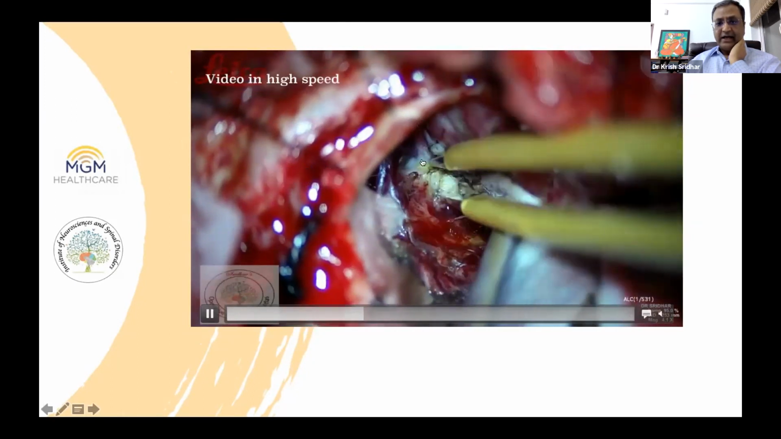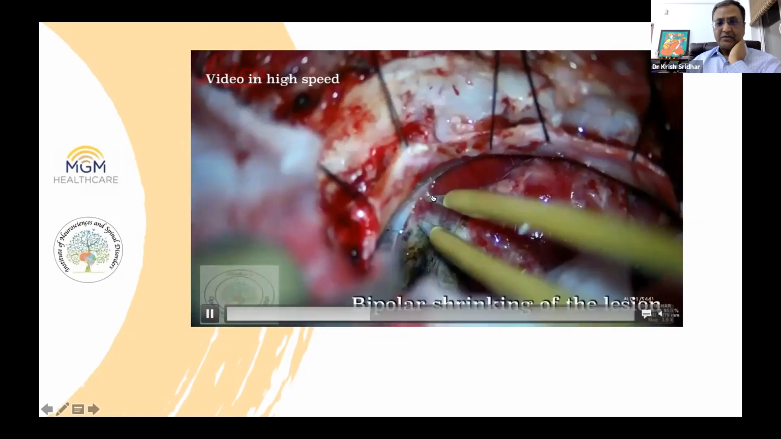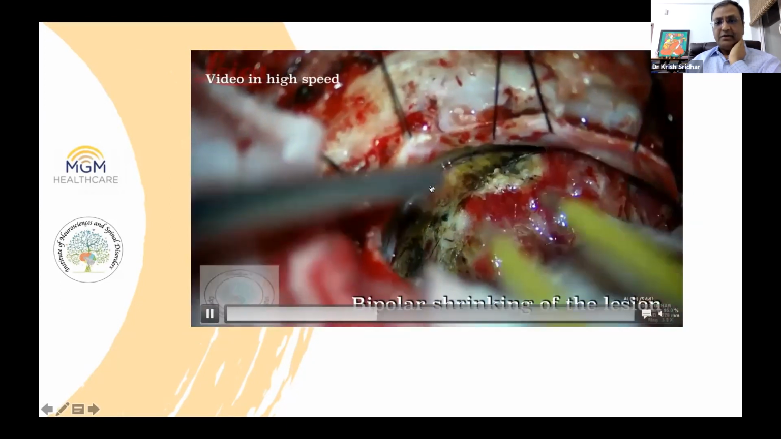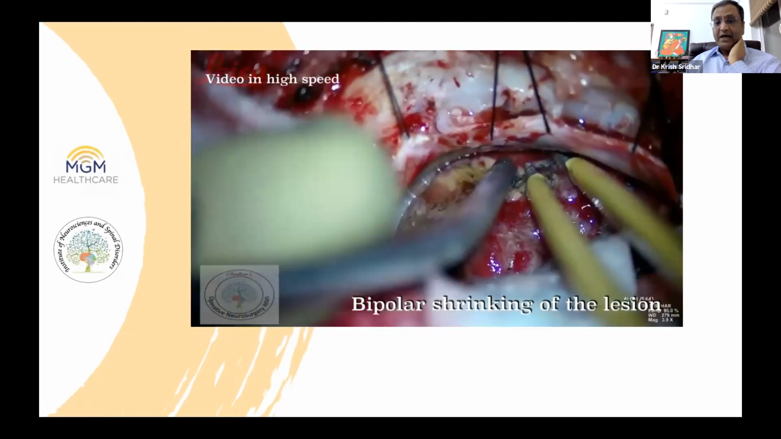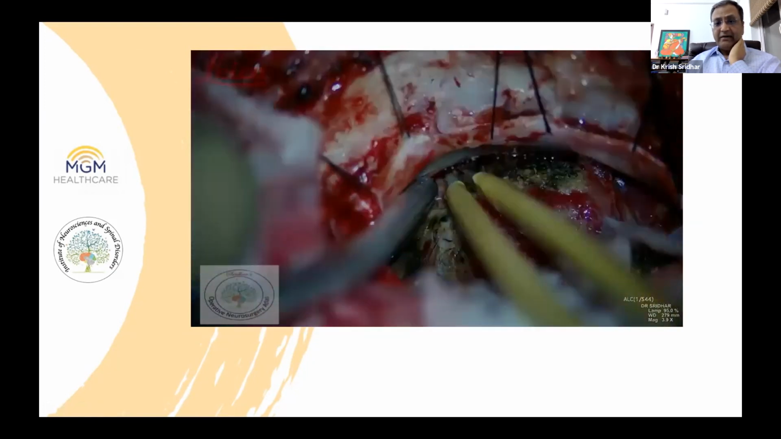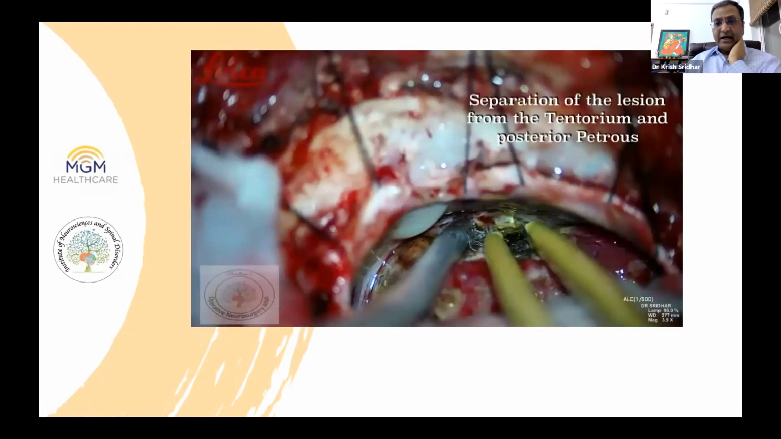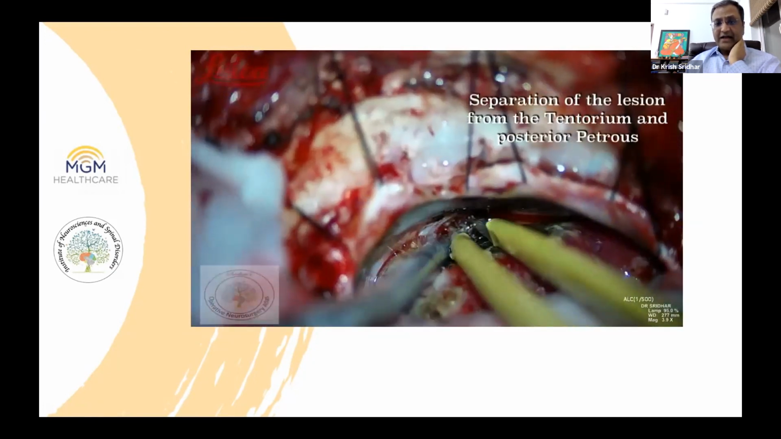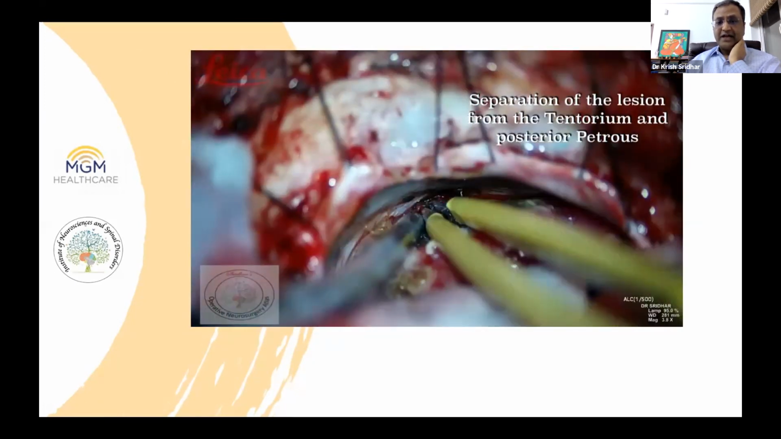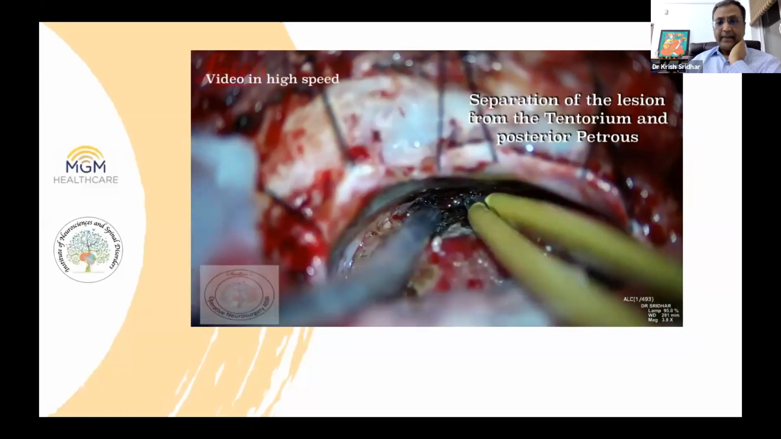Whatever pia is sticking there, we take out. And then this is the hemangioblastoma, which is right on the tent and posterior petrous. So using low bipolar settings with a broad bipolar tip, we try to shrink it a bit by coagulating on top so that we can see what is happening. And then we find that it is actually stuck to the posterior petrous with small vascular channels going directly into the bone there.